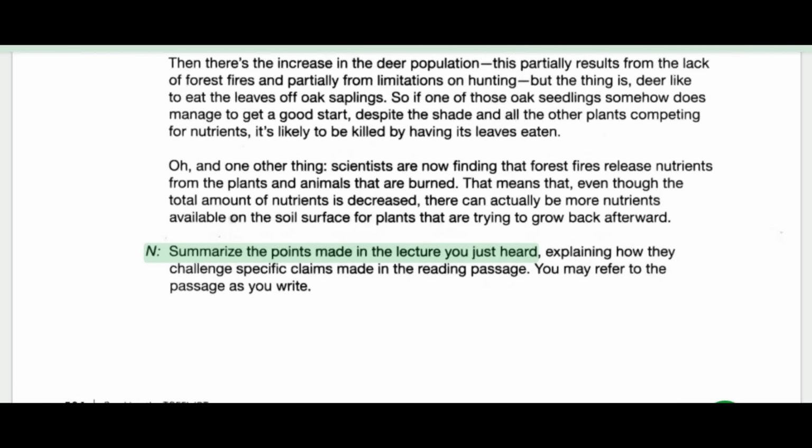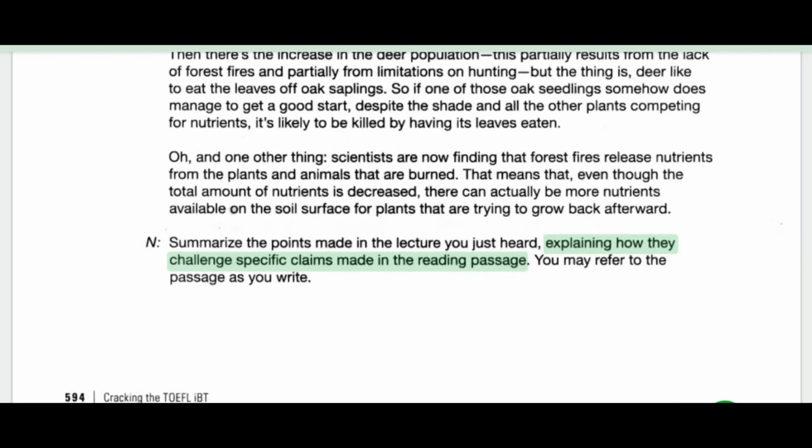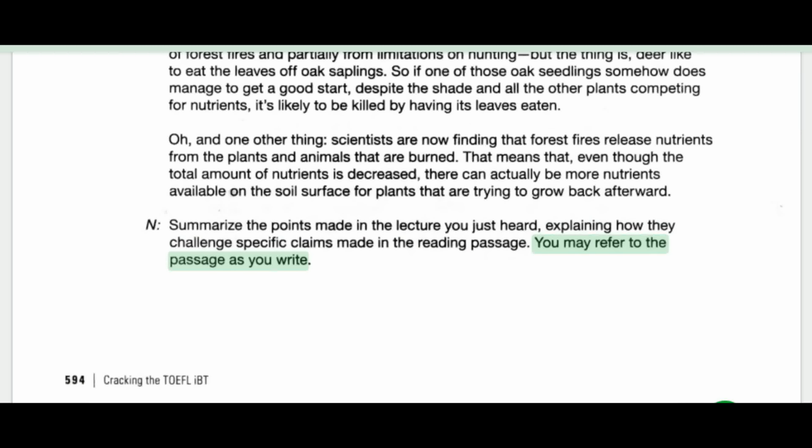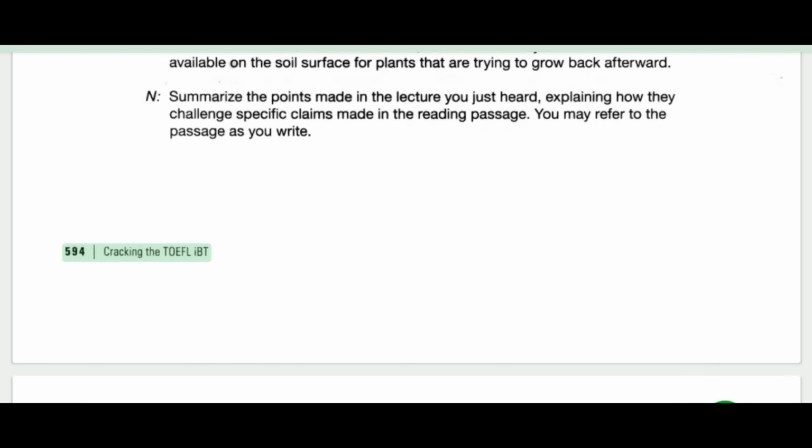And summarize the points made in the lecture you just heard, explaining how they challenge specific claims made in the reading passage. You may refer to the passage as you write. Sample high scoring response.